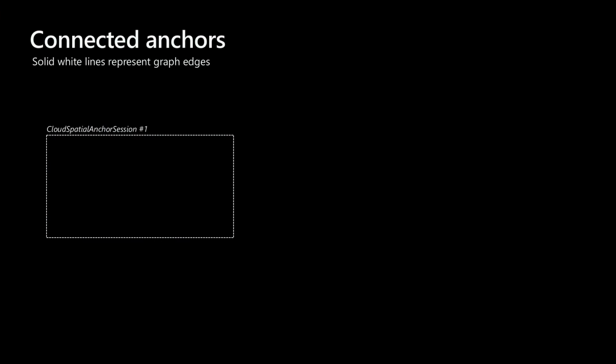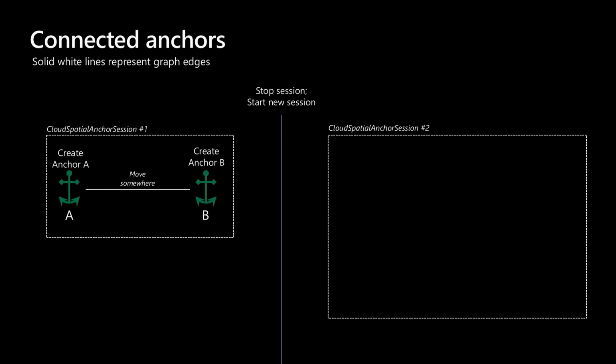Here we have, in that box, a session. A session is basically you open up your app and you're scanning around. First, we create anchor A. So we tapped on the real world and we created an anchor. We then moved somewhere and we created anchor B. In the graph, A and B are now connected. And they're connected because we knew the location of both anchors at the same time, in the same session. If we then close that session and start a new session, so we close the app and we open the app again, if we find anchor A, A and B are still connected in the graph.